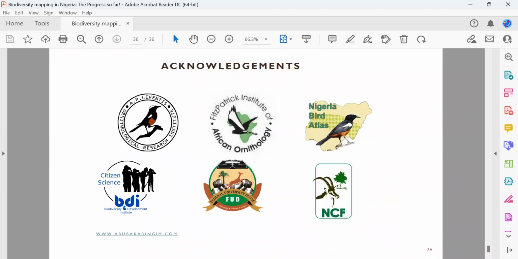And the BDI, they have also been playing a good role towards some of this databasing, and they have been helping with some of these maps. And my university for allowing me to make many of these trips at regular pace when we go out to the field, and the NCF, they have also been good collaborators. Thank you all, and I welcome your questions and comments or observations.